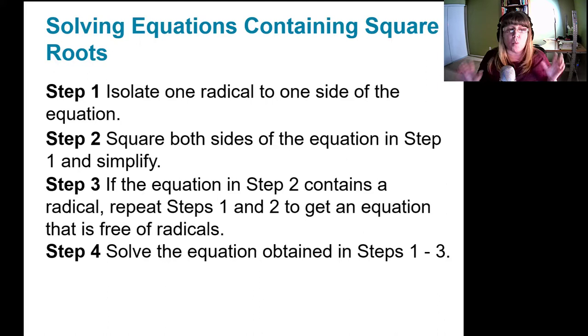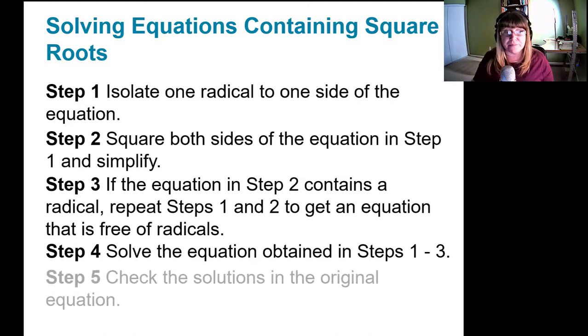Once our equation has no more radicals, we're going to solve the leftover equation. We're going to move everything to one side, set it equal to 0, and use our skills of factoring, or our quadratic equation, to be able to solve for possible solutions. Once we have possible solutions, we're going to check our solutions against the original problem, being very careful about our domain as well.